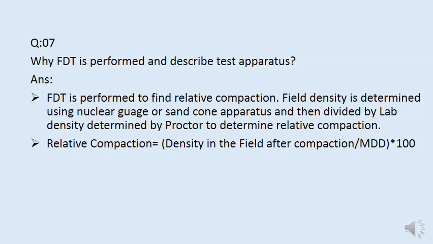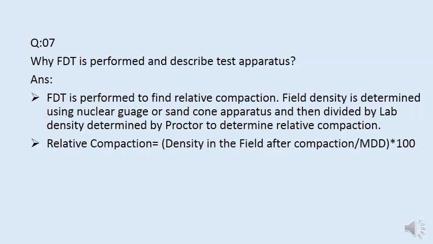So in our home countries like Pakistan, India and Bangladesh, we still use the sand cone apparatus, but here in Gulf countries we use the nuclear density gauge. So what we do, we find the density in the field, and then we divide by MDD, which is the value of maximum dry density in the laboratory, and we multiply with the 100, and the answer should not come less than 95%.